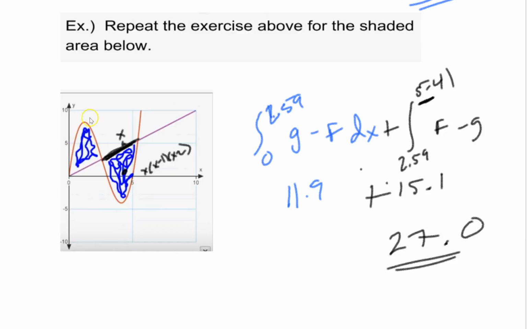Again, it matters which is on top. So in this case, on top switches. So you got to break up your integral. Integral of that one plus integral of that one.